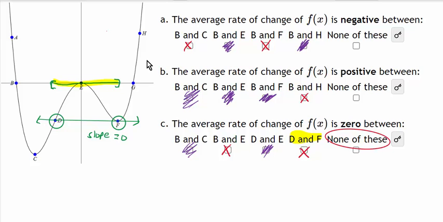So as long as you know how to connect two dots with a line, and as long as you know that an increasing line has positive slope, a decreasing line has negative slope, and a horizontal line has 0 slope, and as long as you know the slope of that secant line is defined to be the average rate of change, this problem should be pretty straightforward.